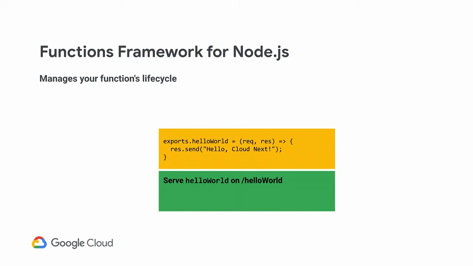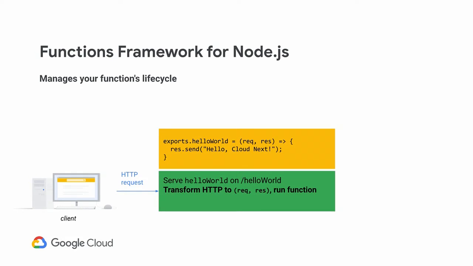The second thing that this functions framework does is, if you have a client that sends an HTTP request to your function, it's going to take that HTTP request, transform it into objects that are specific to your language, and invoke and run your function by passing it those arguments. Again, these are Express.js arguments. For Python, these would be Flask arguments. For a different language, they would be something different. But it's very idiomatic. It should feel extremely familiar to a Node.js developer.